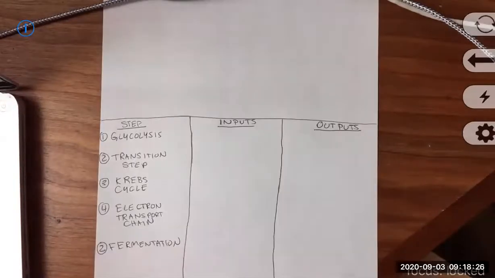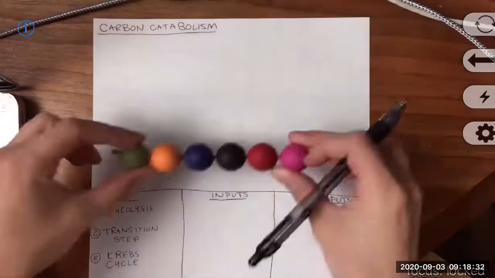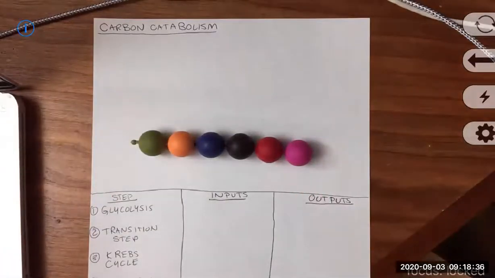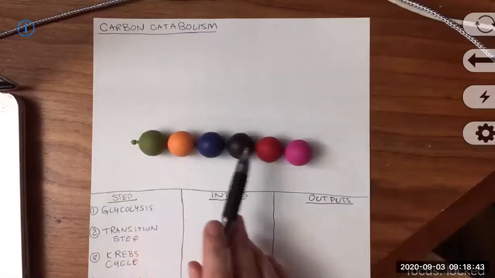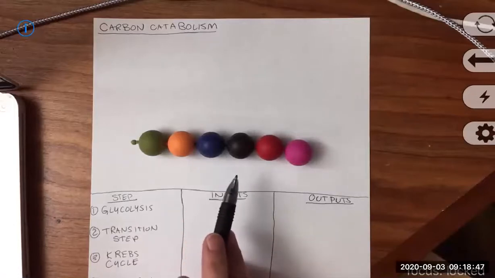Okay, now that we have the table finished, let's start drawing. We're going to use this model of glucose to guide us in this process. This model of glucose has 6 carbons represented by the beads, 1, 2, 3, 4, 5, 6. And we're going to break the bonds between these carbon molecules, releasing energy that can be used for ATP.